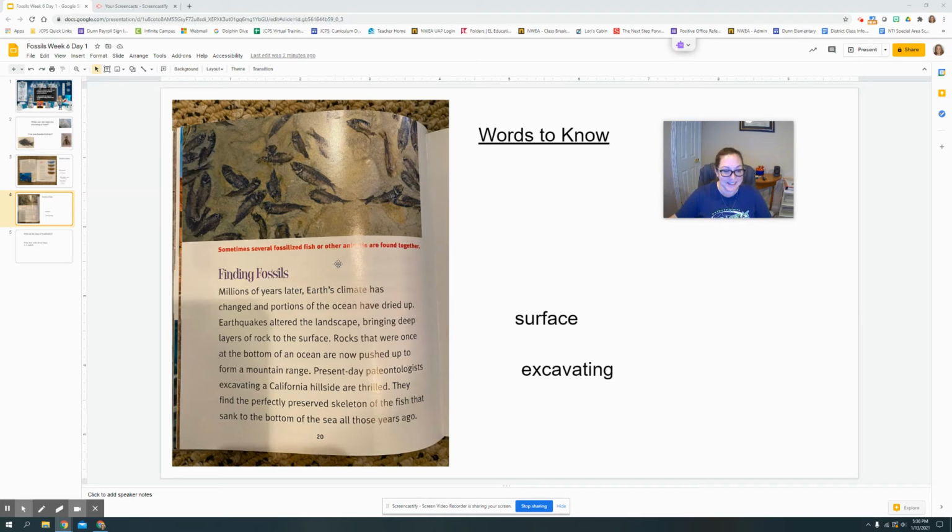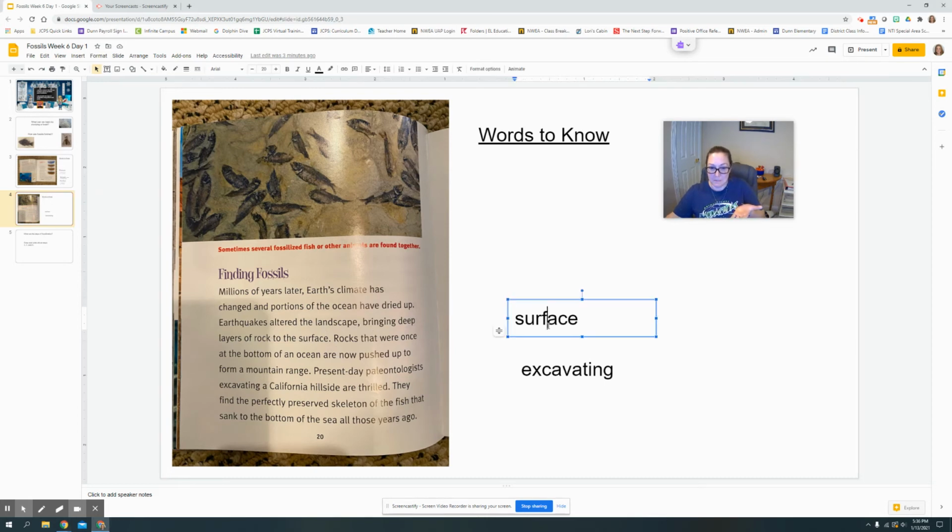Finding fossils. Millions of years later, Earth's climate has changed, and portions of the ocean have dried up. Earthquakes altered the landscape, bringing deep layers of rock to the surface. Rocks that were once at the bottom of the ocean are now pushed up to form a mountain range. The surface, and you see I've got that word here. Earthquakes altered the landscape, bringing deep layers of rock to the surface.